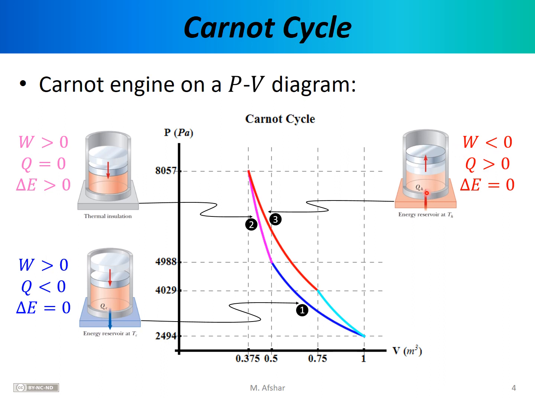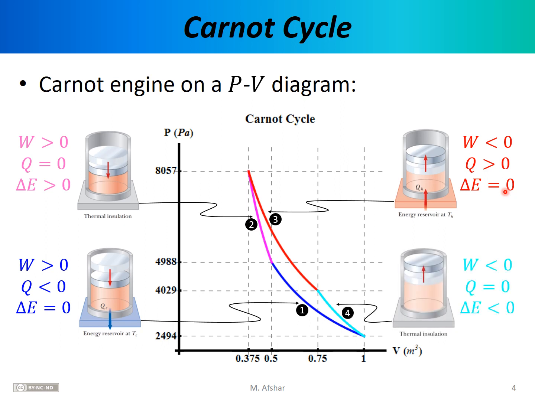Since this is an isothermal process, the initial temperature and the final temperature are equal to each other, and by the equipartition theorem, delta E must be equal to 0. So we can say W plus Q must equal 0 for this step.